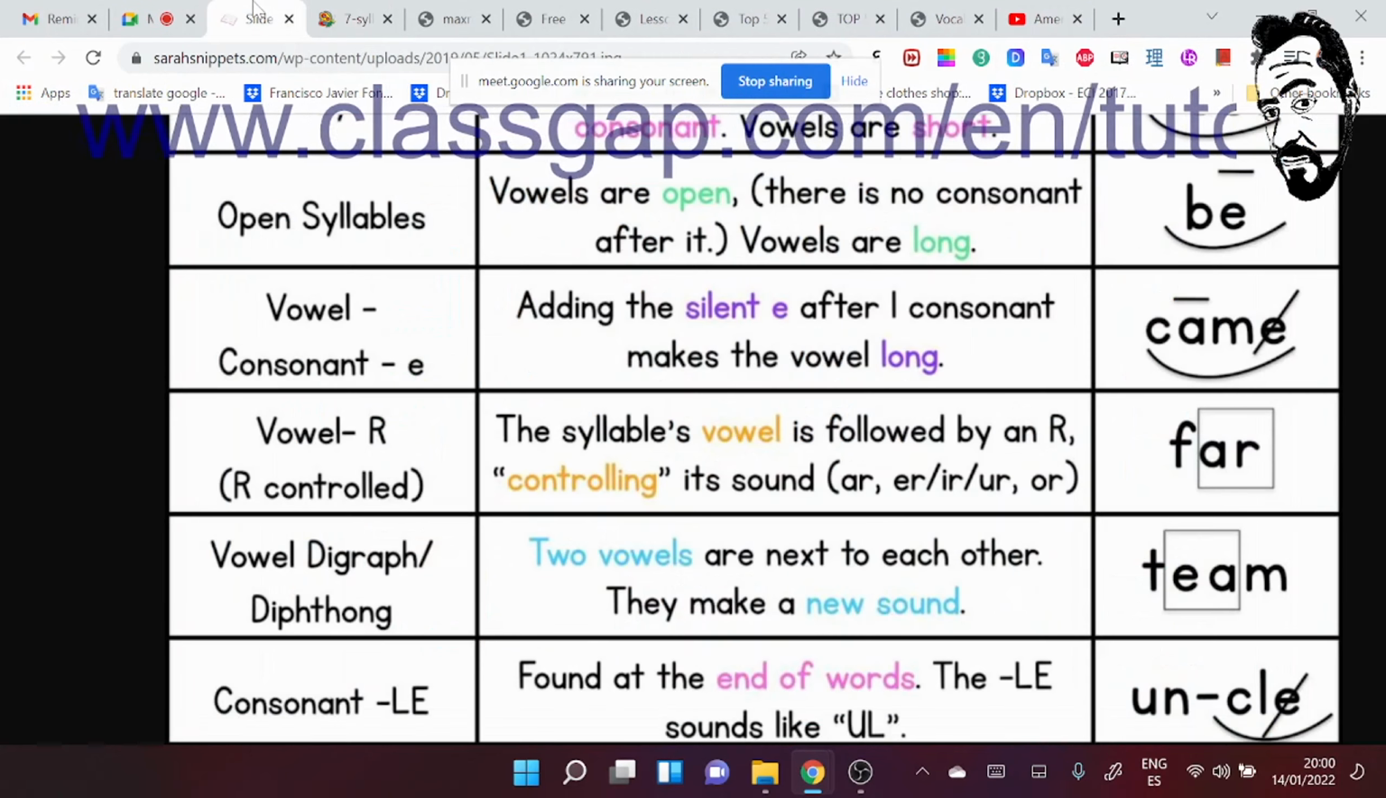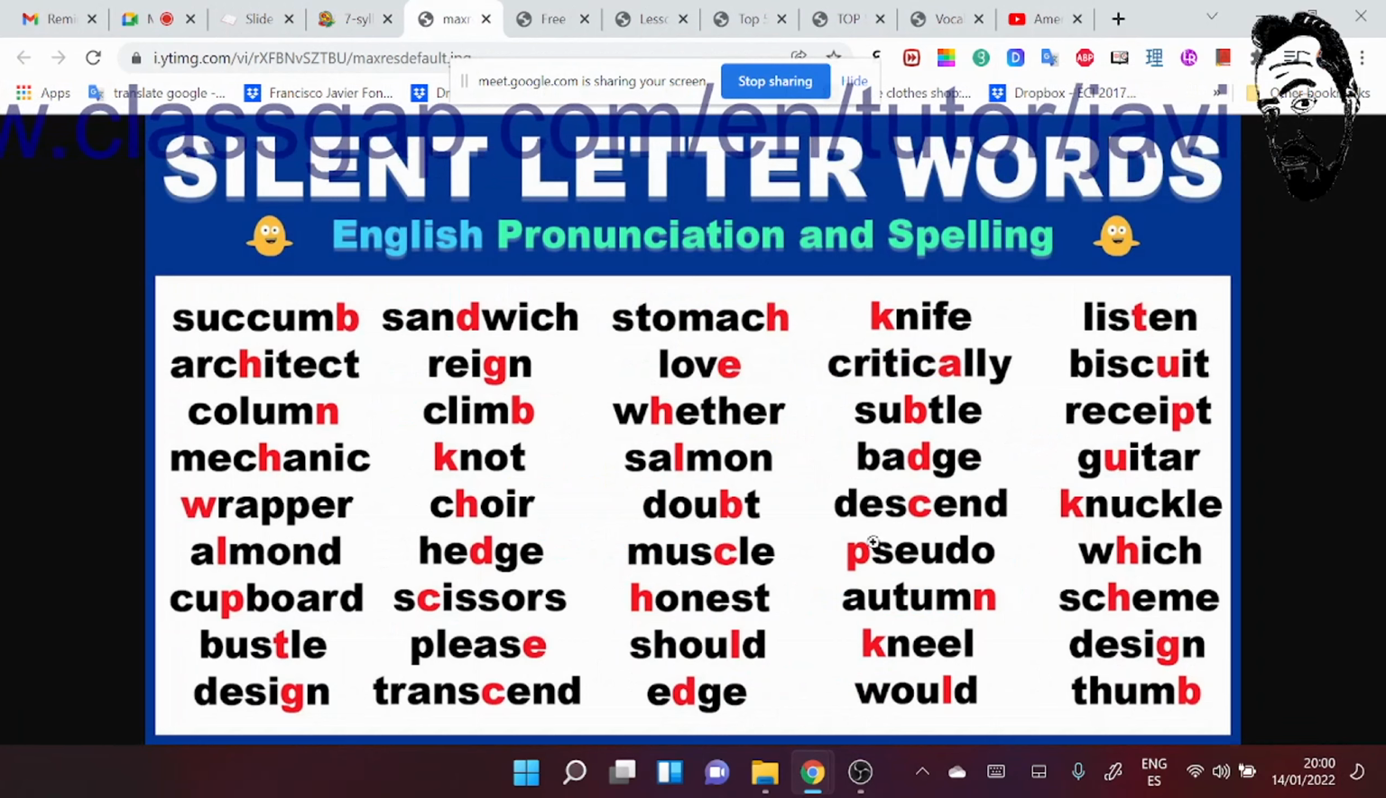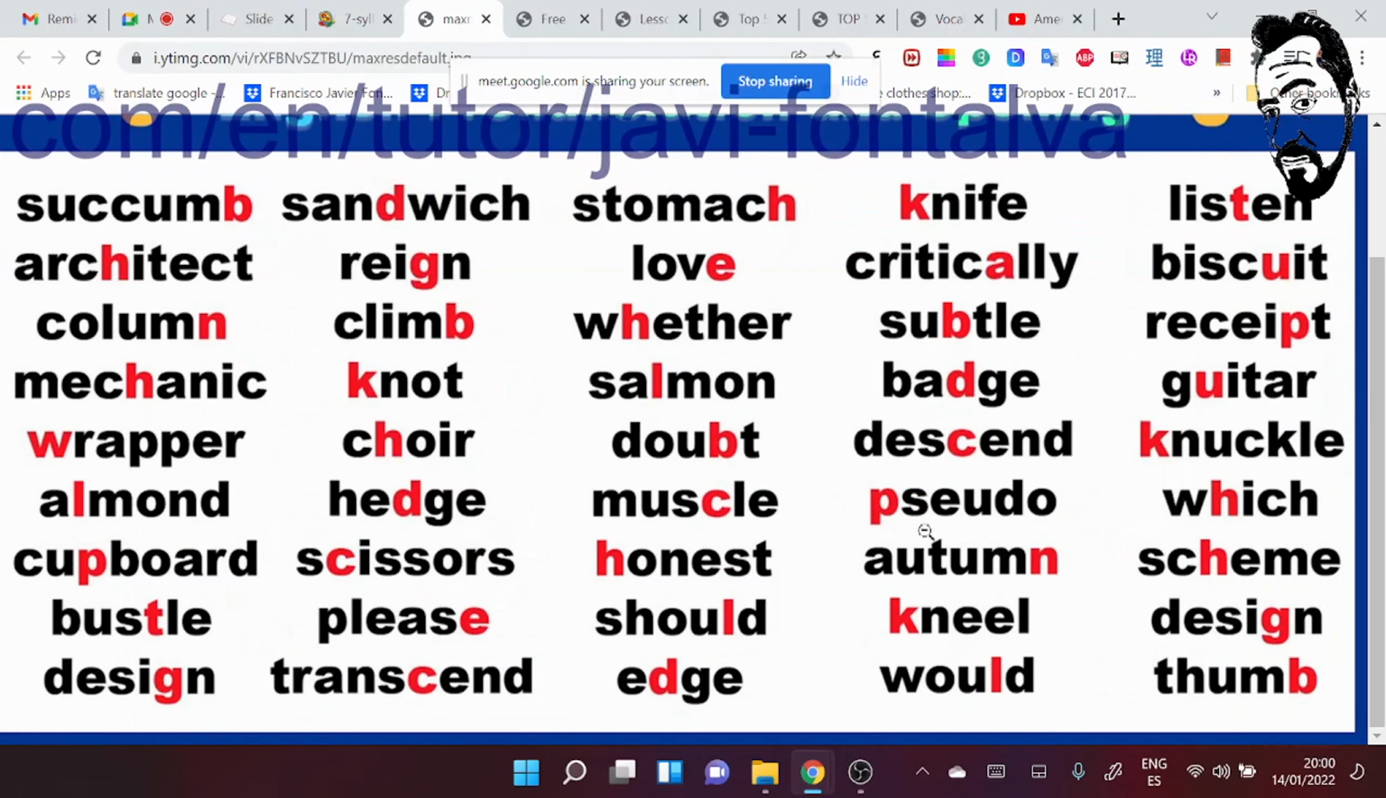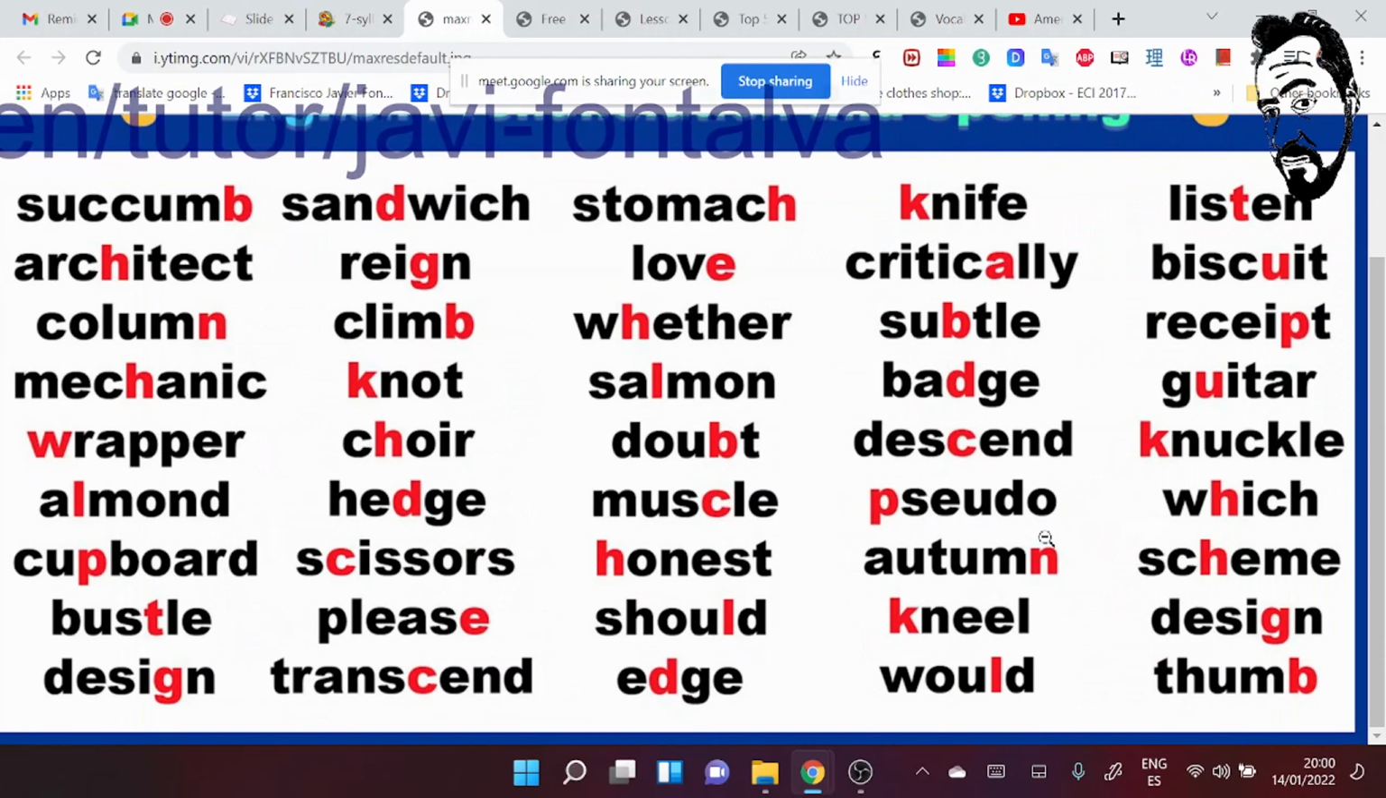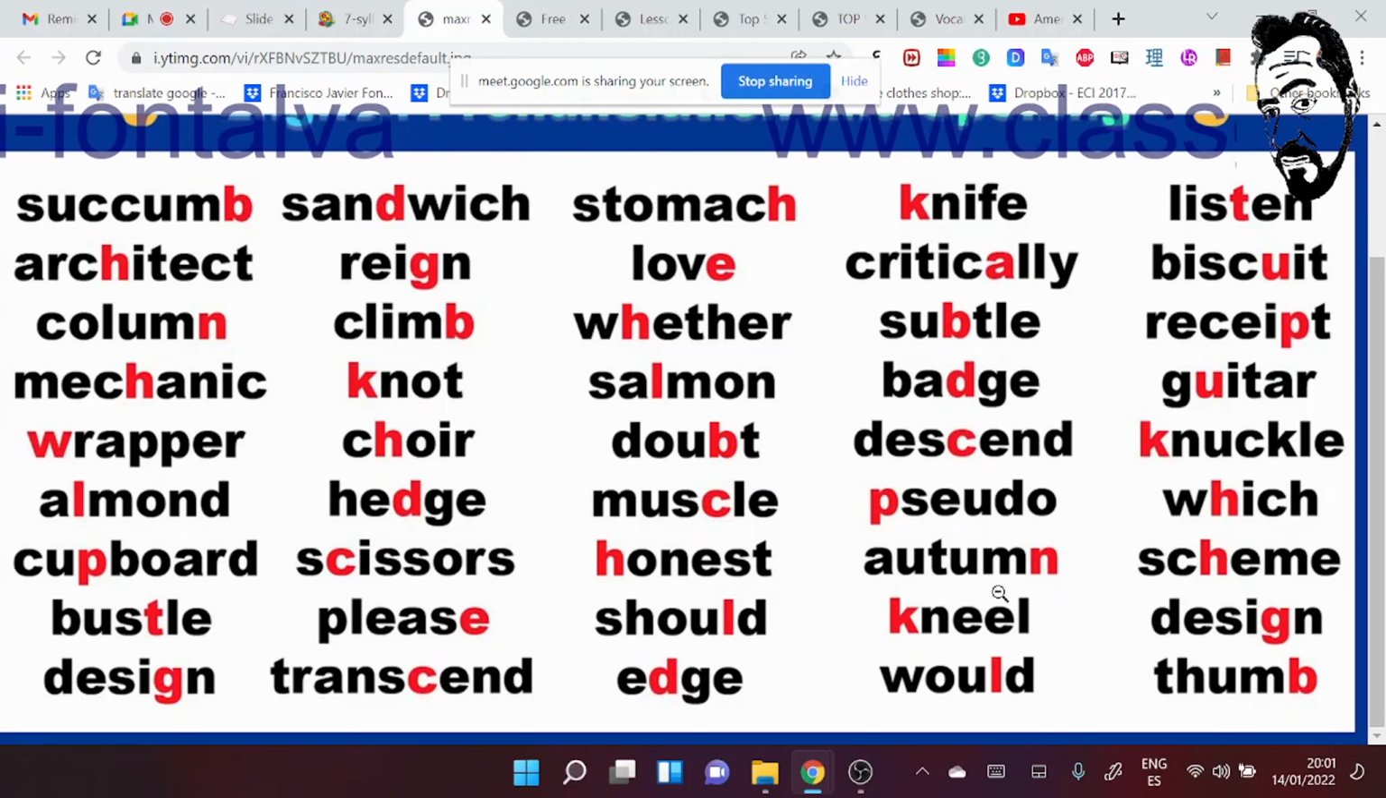What was I? Oh, here. The sand. Sound. Autumn. Kneel.